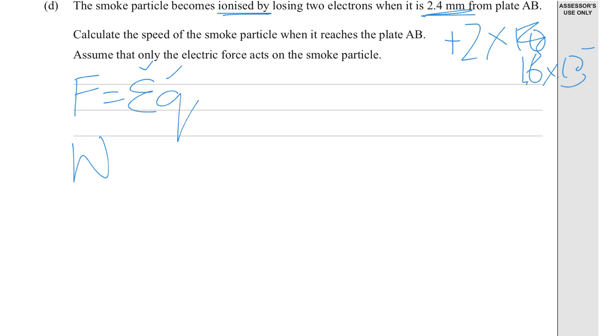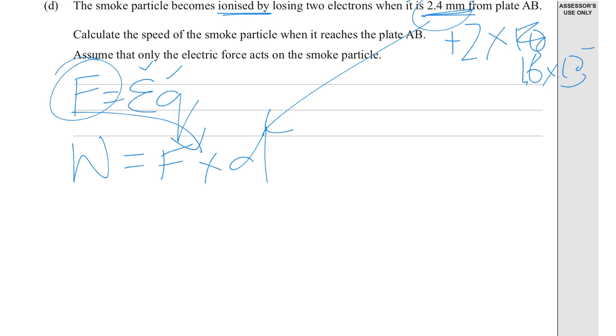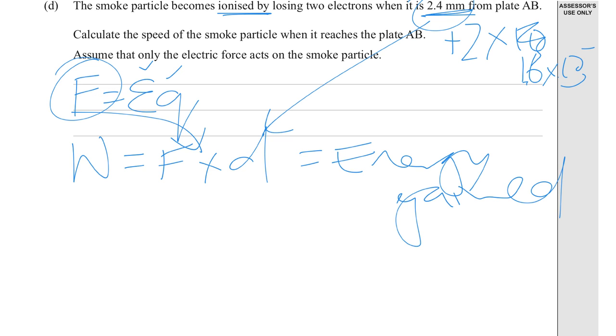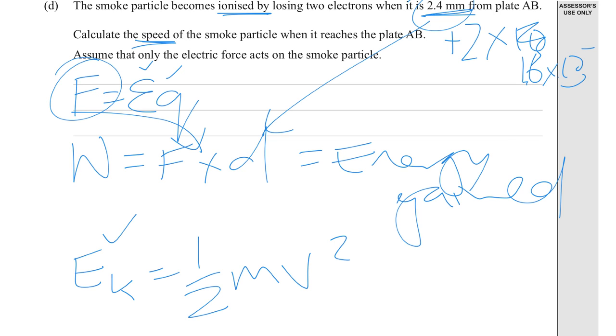When we're doing the work, which is the energy transferred, it's the force times the distance. So we'd have to take that force there, which is EQ, times it by the distance, 2.4 millimeters. That's going to give us an energy gained by the smoke particle. And now we're after the speed of the smoke particle. So we use our kinetic energy formula, half mv squared. We know the energy, which is the energy gained, is the kinetic energy gained.